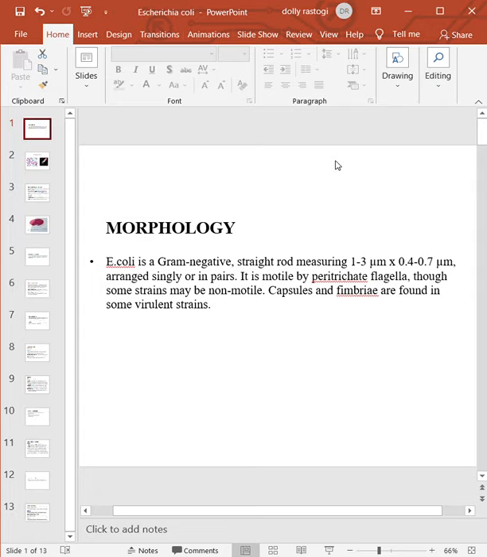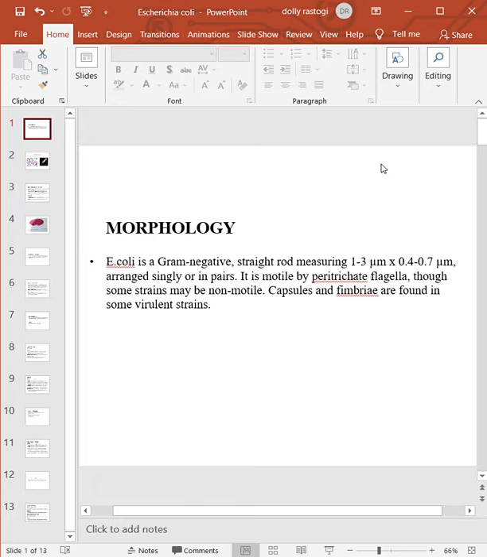Good evening, dear students. Today I am going to revise your topic of E. coli. As you all know, E. coli is a gram negative bacilli which is straight, rod shaped, and it measures about 1 to 3 micrometer by 0.4 to 0.7 micrometer. It can be arranged singly or sometimes in pairs. It is a motile bacilli because it has got peritrichate flagella. Peritrichate flagella means the flagella is all around its body. Although some strains are non-motile also.